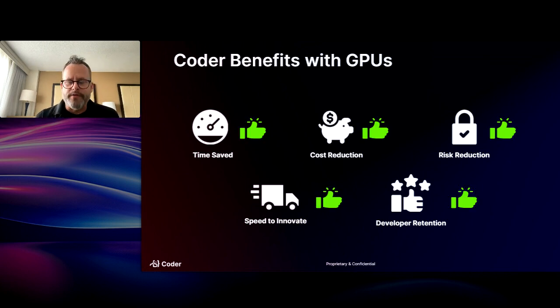All the same things apply, right? You don't have to deploy that hardware, so you're saving time. You can maximize your core usage, so you can reduce costs there. Once again, risk reduction: all the AI ML tooling can be installed by the admins at the workspace level. Once again, speed to innovate, that's the same. You can get the tooling out to your devs in very little time. And then once again, it's a developer retention device as well.